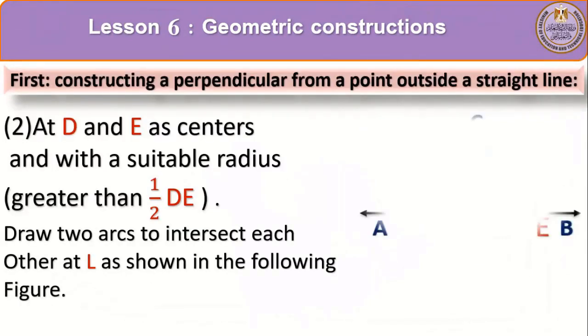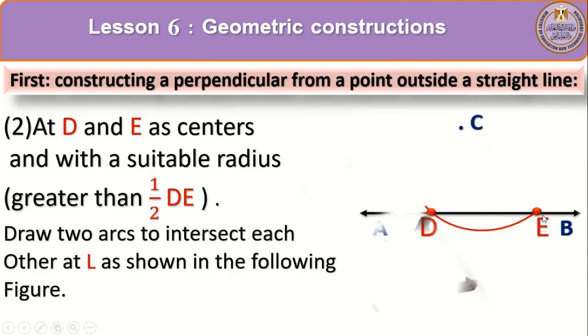What about the second step? With D and E as centers and with a suitable radius, maybe greater than half DE, draw two arcs to intersect each other at L, as shown in the following figure.